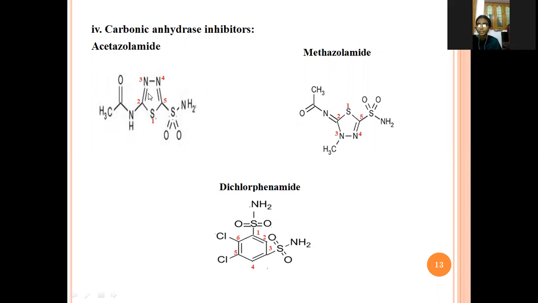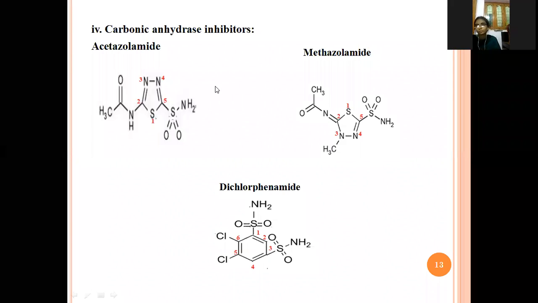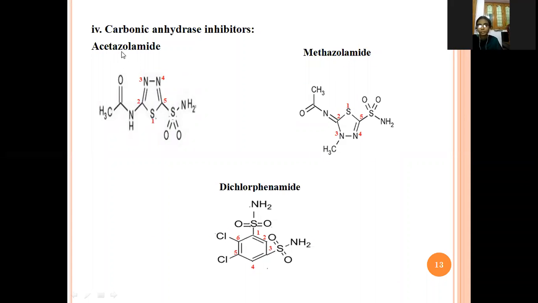In the second position, acetamide group is attached. See here for the thiadiazole structure. In the 5th position, sulfonamide. In the second position, acetamide group is attached. Next drug is methazolamide.